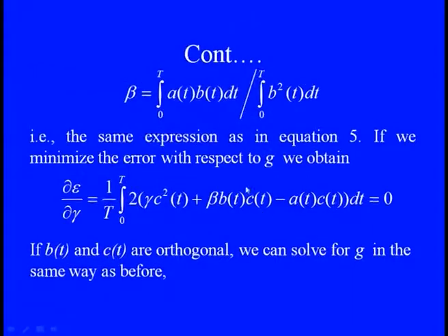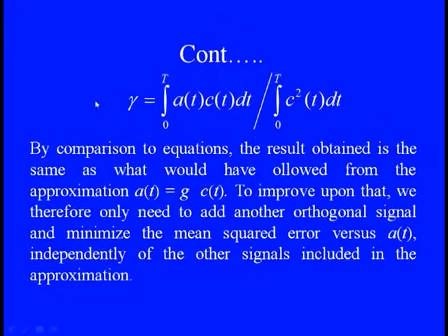So, when we are doing this, we have beta is nothing but equal to the integration 0 to T of A of t B of t dt divided by integration 0 to T of B squared t dt. That means you see here we have the same equation which we derived when C of t was not added. And if we minimize this error, again we have the same thing. So, we can solve this equation for the gamma part. So, gamma is nothing but equal to the integration 0 to T of A of t C of t divided by the integration 0 to T of C squared t dt.